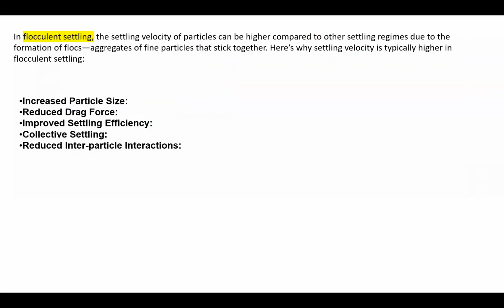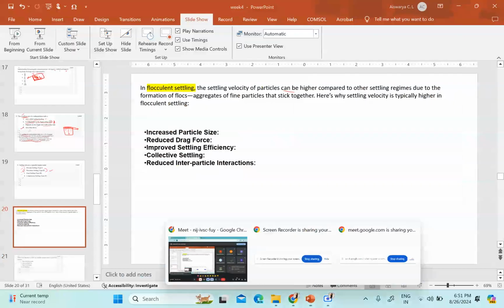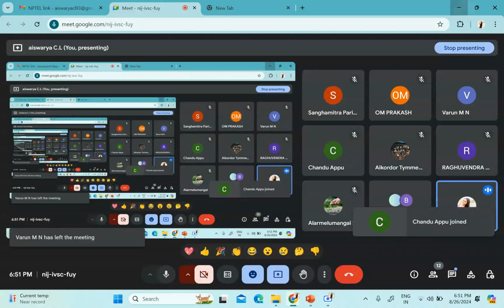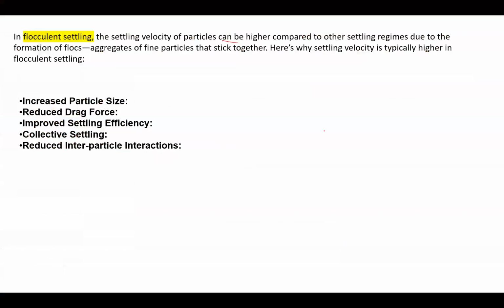Flocculant settling. So here, see here, what is flocculant settling? In flocculant settling, the settling velocity of particles can be higher compared to the other settling regimes due to the formation of flocs, aggregates of fine particles that stick together. Thus the weight of that particle will be high, so it will have higher settling speed compared to the other types of settling regimes.